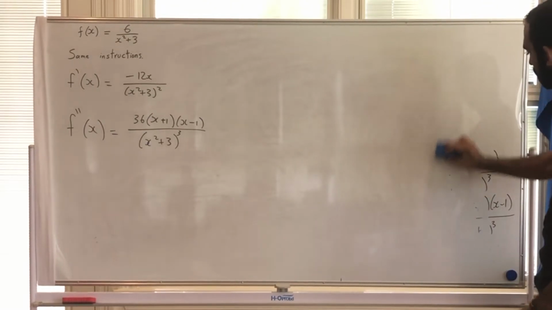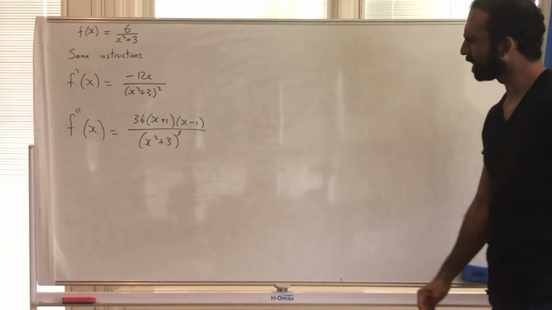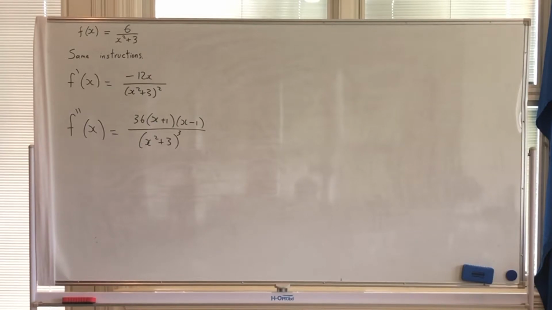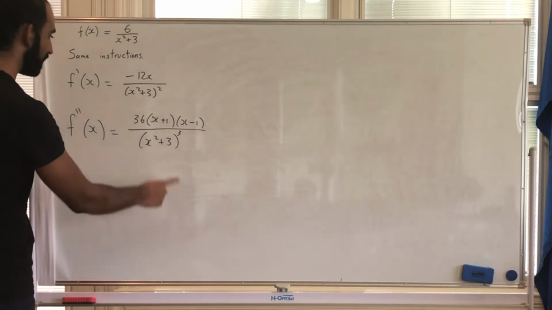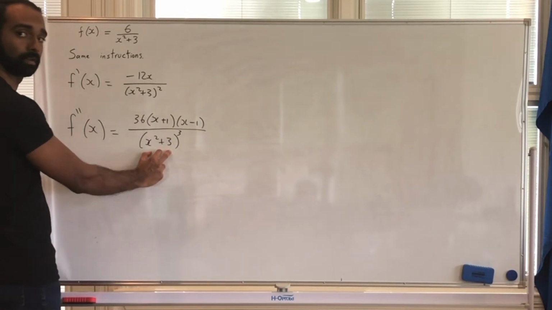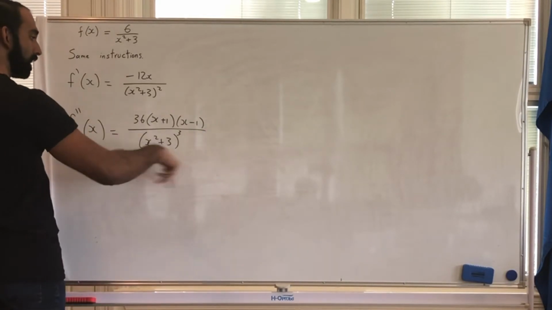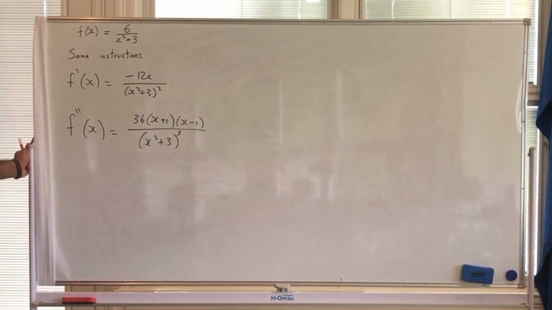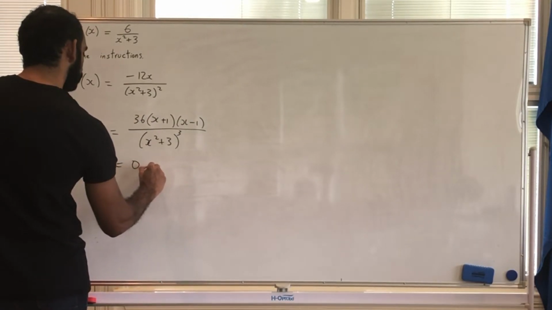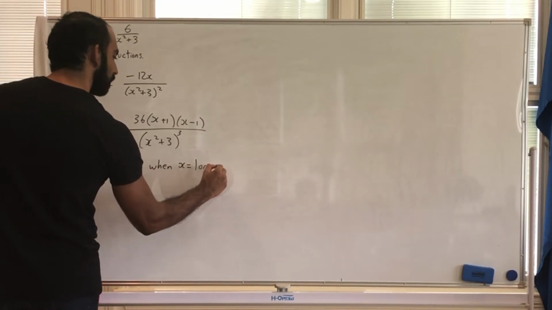Now help me out. I want to find possible points of inflection and intervals of concavity. So I have to set my second derivative equal to what? 0 or undefined. But is this ever undefined? It can't be. X squared plus 3 is always a positive number. You cube a positive, it stays positive. So this whole thing is never undefined. But it is 0 when what is true? X is 1 or negative 1. Precisely, x is 1 or x is negative 1.